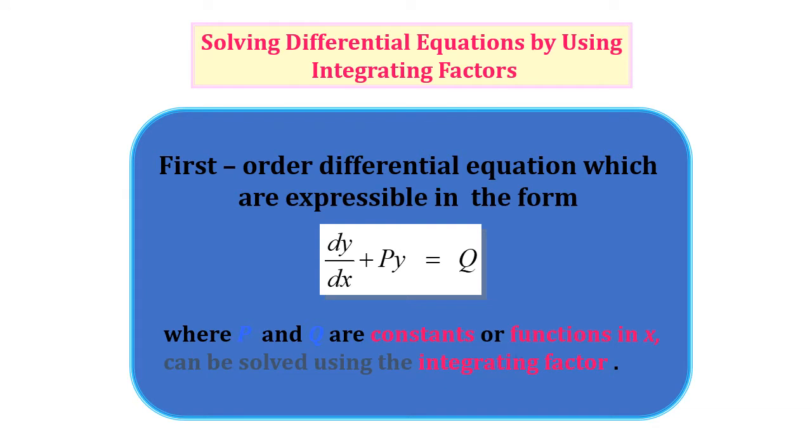So first of all, our equation must be in this standard form. That is the first derivative, because it is first order only. So dy/dx plus P, a polynomial in terms of x, times y equals Q. So P and Q are in terms of x.